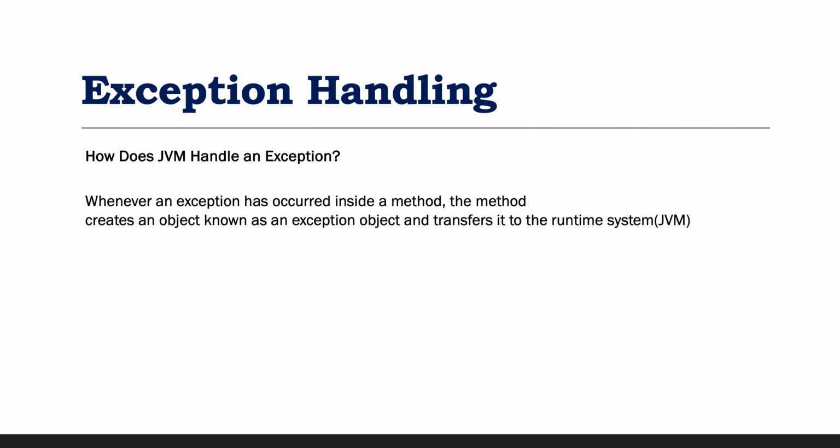Okay. Now let us see how to handle exceptions actually. We have seen what an exception is and what errors are. Now let us see how to handle the exception. First we will see how the JVM handles an exception when we are not handling it. Whenever an exception occurs inside a method, an object is created, called the exception object, and that exception object is transferred to the JVM. Then the JVM shows the error output message inside the terminal or console. So this is how Java internally handles it.